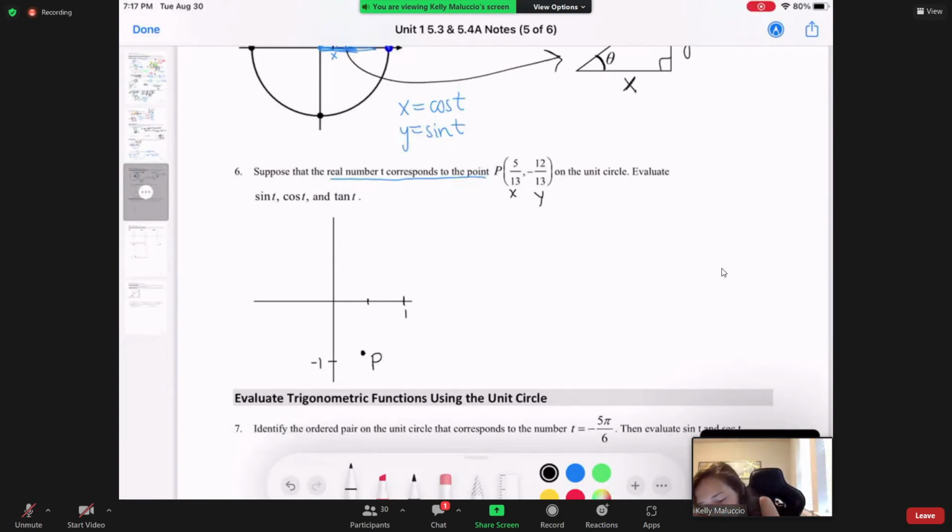And I can create a right triangle with this point. It doesn't look perfectly right, but I know that this is 5/13, and this is -12/13. And this has to be 1 because we're on the unit circle. If this circle was to be made, the radius would be 1. That circle actually came out kind of nice. This won't always happen.